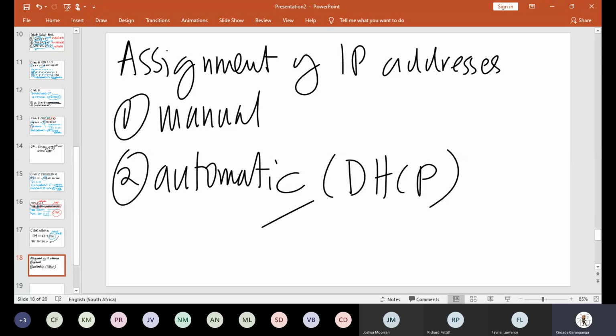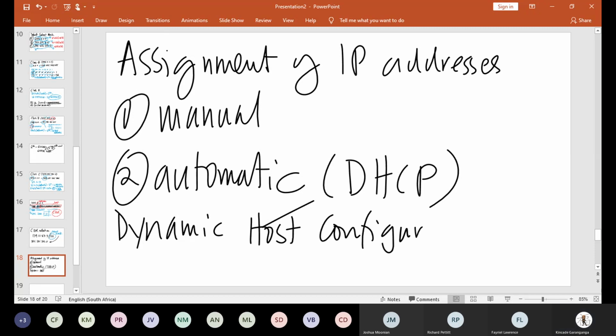So DHCP, that's Dynamic Host Configuration Protocol. And the main purpose of this is to automatically assign IP addresses within any given environment. So you normally have DHCP architectures configured into routers. You also have roles associated with your servers.